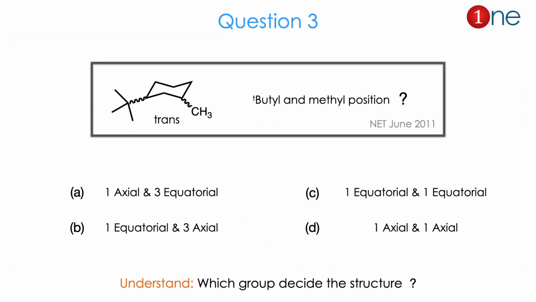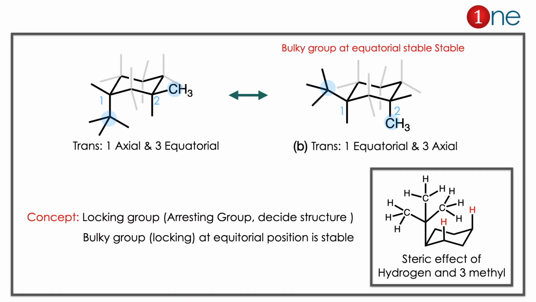Then question number 3. Here you have cyclohexane which has one tertiary butyl group and a methyl group. Both are in trans position. The bonds are not specified there. Here the question is about the butyl and methyl positions. The answers are: both can be axial or equatorial, or both can be equatorial, or both can be axial. So from the question you have to guess which group decides the structure. The answer is B. Let us see how.